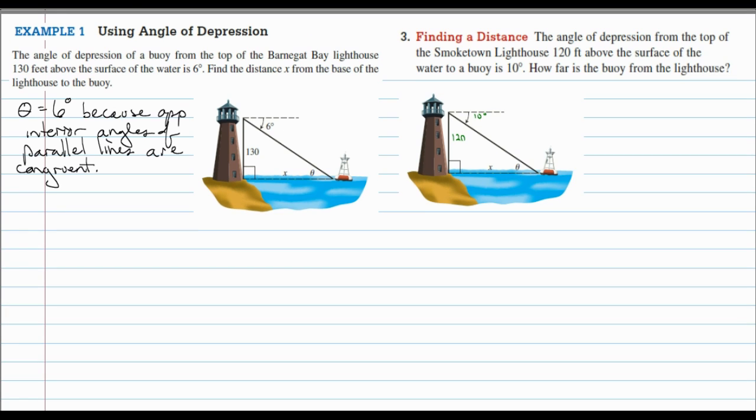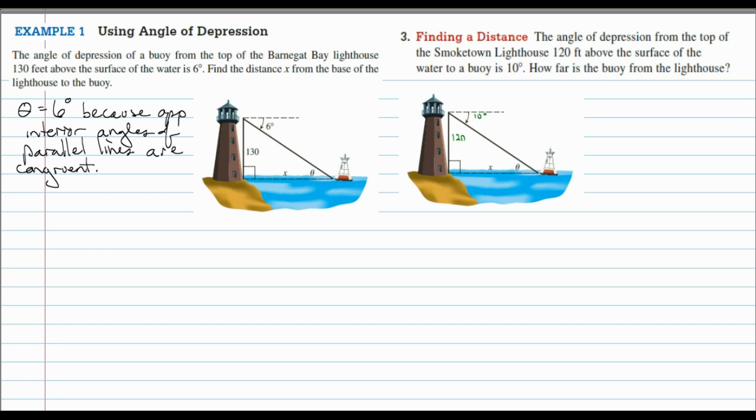In example 1, we are going to use an angle of depression. The angle of depression of a buoy from the top of the Barnegat Bay Lighthouse, 130 feet above the surface of the water, is 6 degrees. Find the distance x from the base of the lighthouse to the buoy.